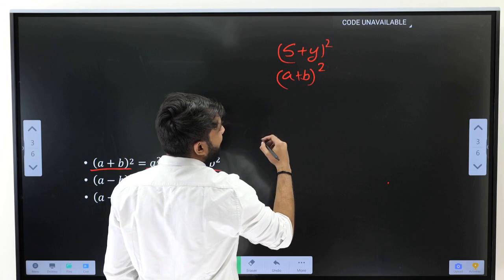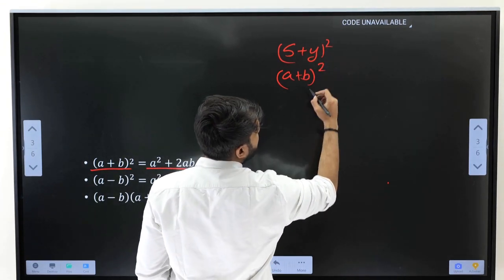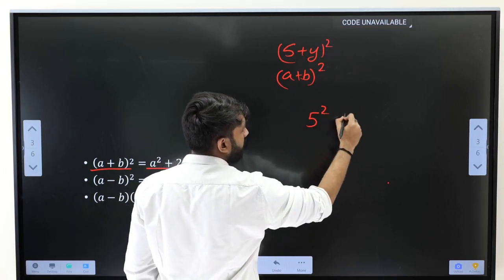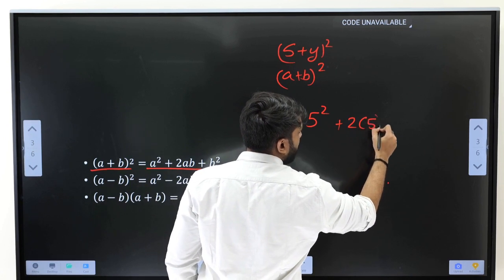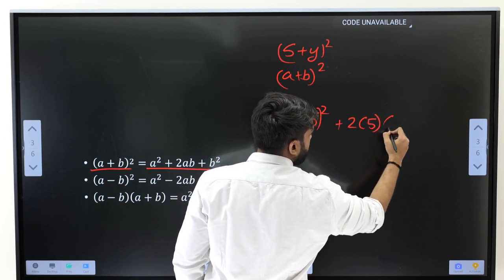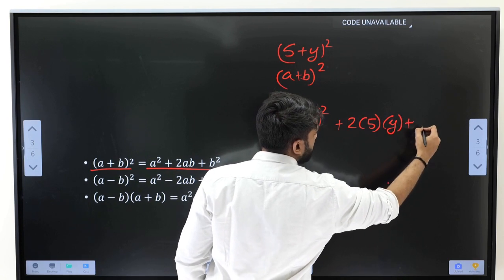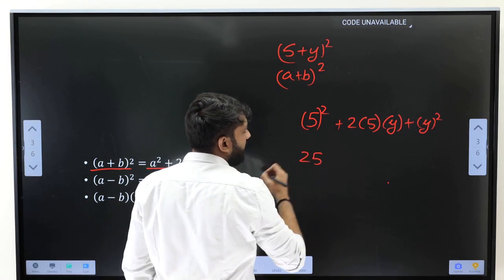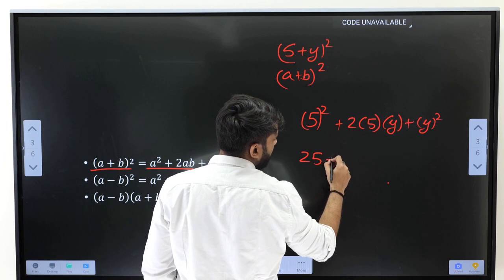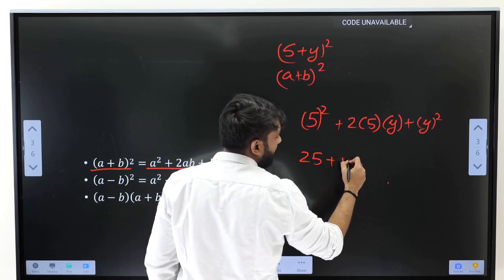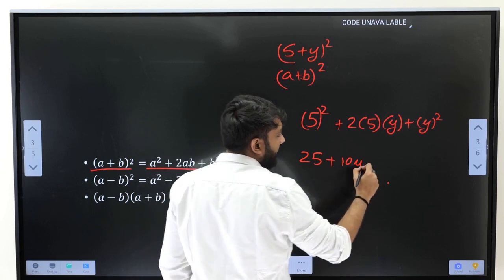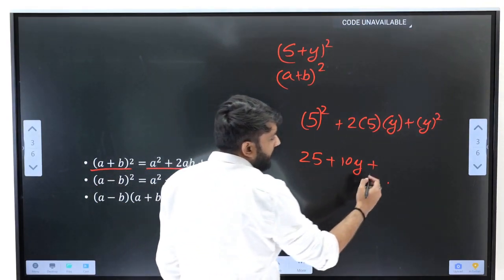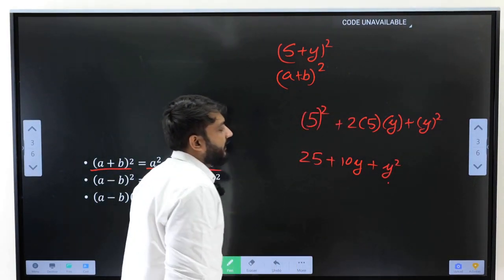So the expansion of this will be a square. Now if you see, instead of a, I have 5 here. So meaning it will be 5 square plus 2 into a, which is 5, into b, which is y, plus b square, which is again the square of y. 5 square, because I know the number and its value. So 5 into 5 will give me 25. 2 into 5 is 10, into y will give me 10y. y into y, because y is a variable here, we'll just leave it as y into y or y squared, right?